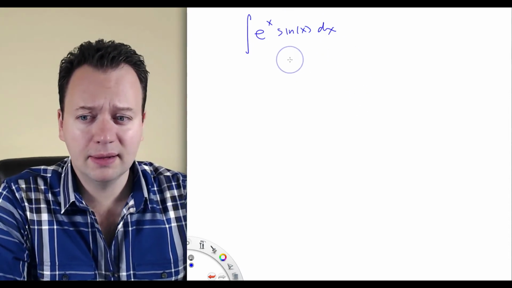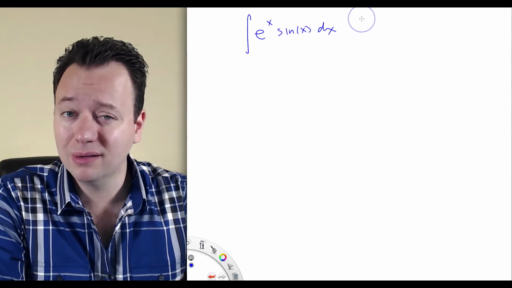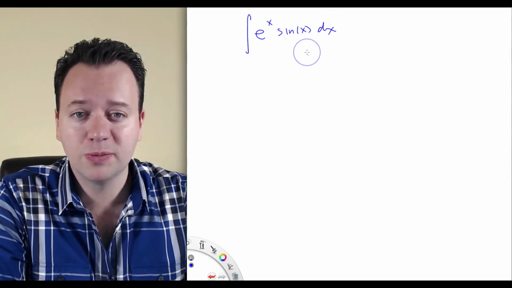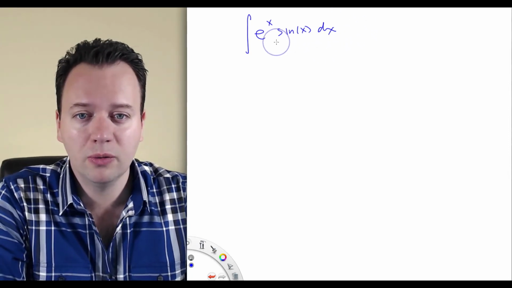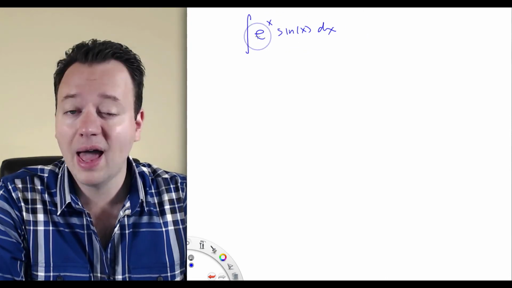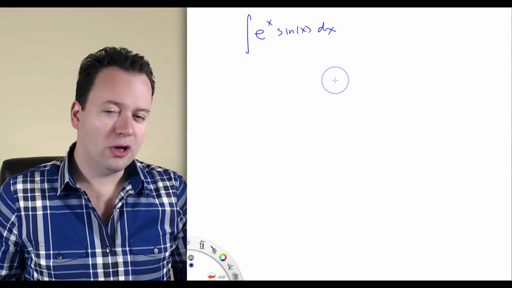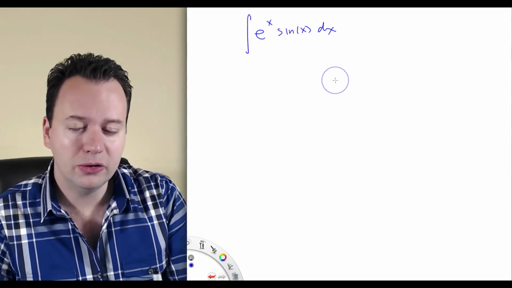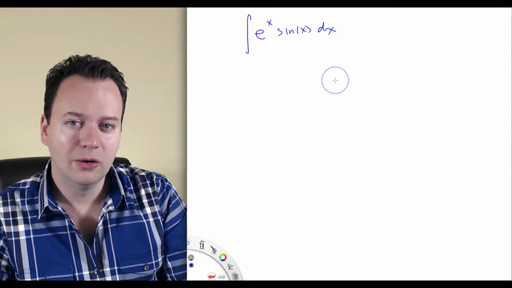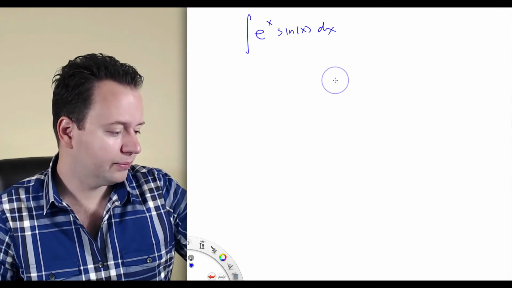Okay, well this is integration by parts, or you would think integration by parts, because there's no substitution that we could do that would make this easier. And we have a product of two functions in the integrand. Now the question though is, do you set u equal to e to the x, or do you set u equal to sine of x?